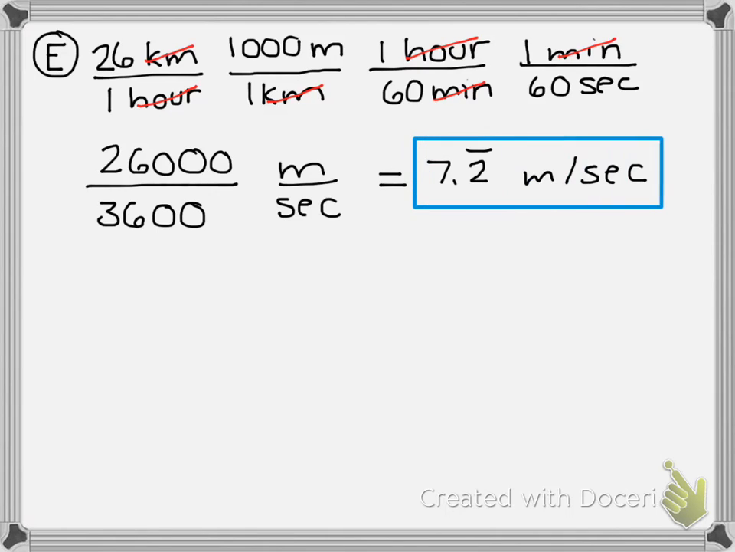Now that just answers the first part. It says, how many meters will the triathlete travel in 3 seconds on his bike? So I then need to multiply that by 3. And that gives me 21.6 repeated meters.